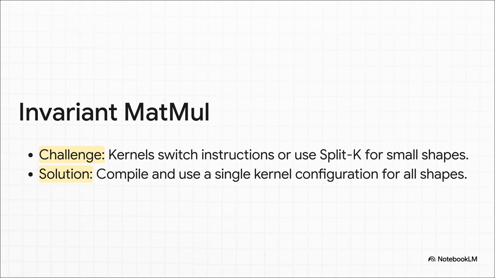Matrix multiplication is a similar story. High-performance libraries will actually switch between different low-level instructions or strategies depending on the exact shape of your matrices to squeeze out every last drop of performance. So the solution is to lock it down. We compile a single fixed kernel configuration and force the system to use that one and only that one, guaranteeing the reduction order never changes.